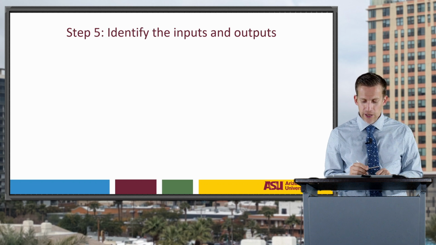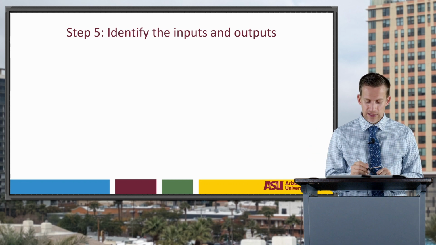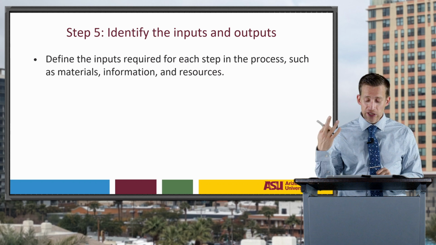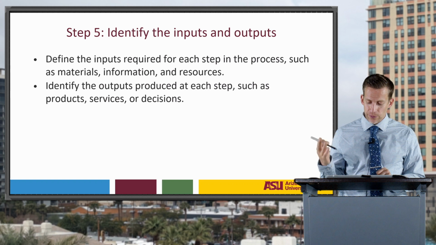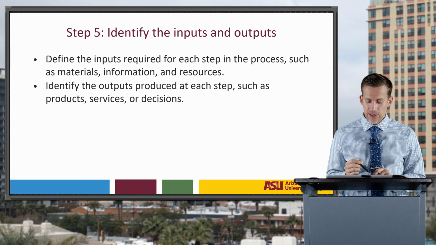Step 5. Here we identify any inputs or outputs related to the process. So inputs can include materials, information, resources. For example, perhaps our process requires a specific software program or report. And then an output could include a particular product, service, or decision. For example, one process could result in a final decision on hiring an individual.